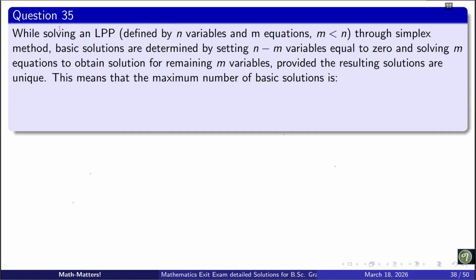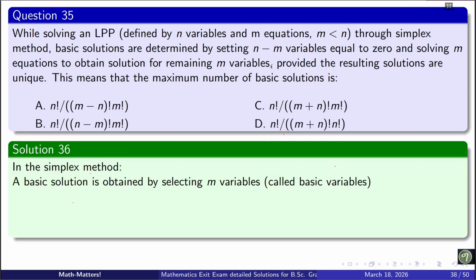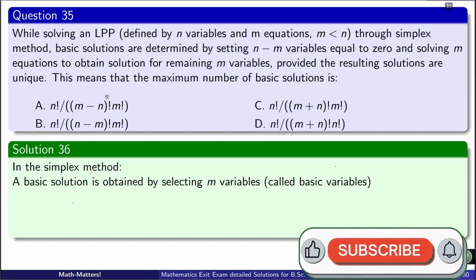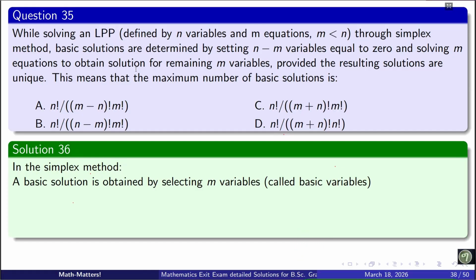Okay, next. While solving a linear program defined by n variables and m equations, whenever m is less than n, through the simplex method, basic solutions are determined by setting n minus m variables equal to 0 and solving m equations to obtain a solution for the remaining m variables, provided the resulting solutions are unique. We are asked to determine the maximum number of basic solutions of this linear programming problem.